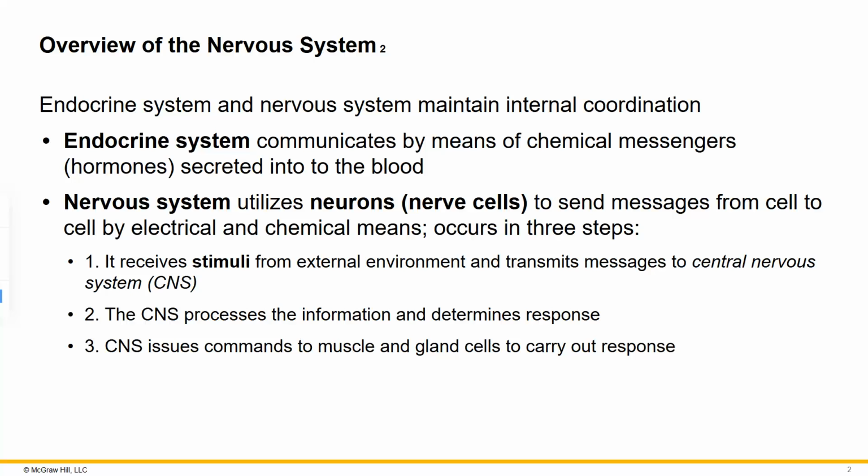But the 3 steps of sending those messages down nerves would be: it receives stimuli from the external environment and transmits messages to the central nervous system. The central nervous system then processes the information and determines what type of response. And then the CNS issues commands to muscles and glands to carry out the response.